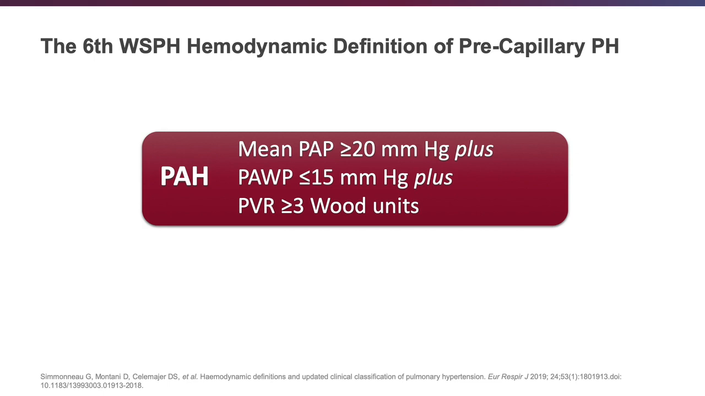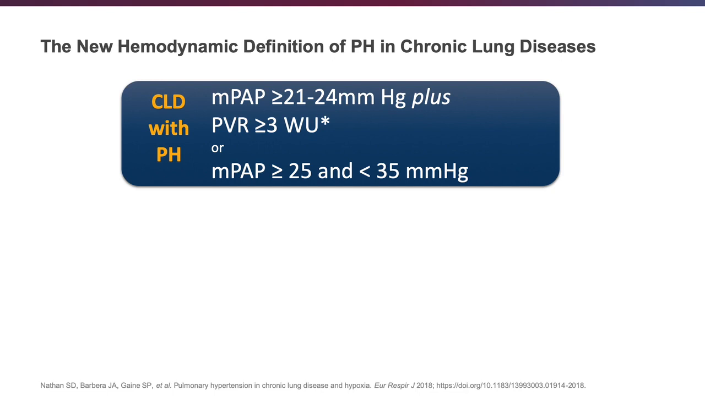The most recent World Symposium on Pulmonary Hypertension, 6th World Symposium, redefined hemodynamic definition of pre-capillary pulmonary hypertension. The old definition used a cutoff value for mean pulmonary pressure of 25 millimeters of mercury, and the new definition is over 20 millimeters of mercury. Just like with the old definition, the absence of left side disease with pulmonary capillary wedge pressure less than 15 millimeters of mercury is still a part of the definition, and pulmonary vascular resistance has to be more or equal 3 Wood units. The same document defined pulmonary hypertension and chronic lung diseases, and the definition is on your screen.